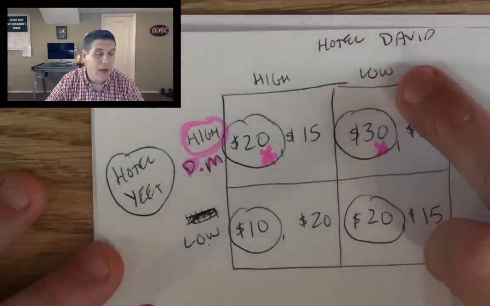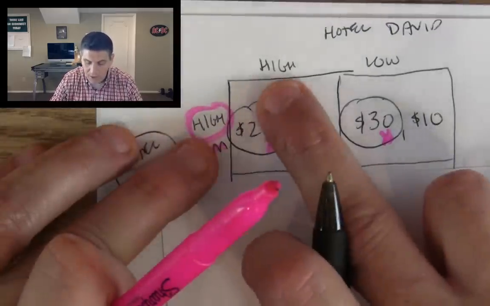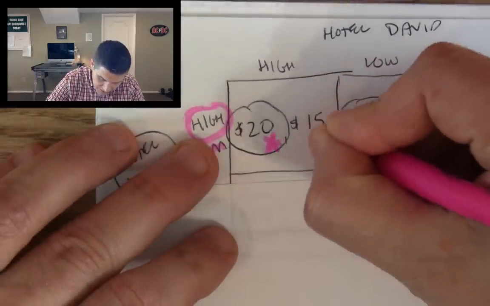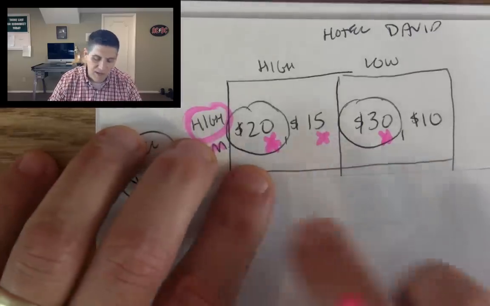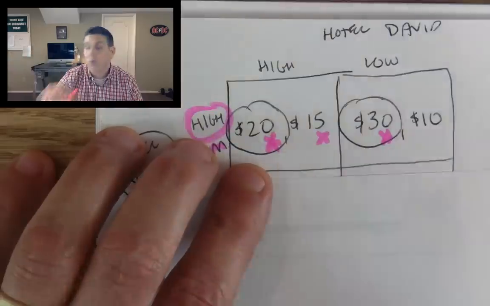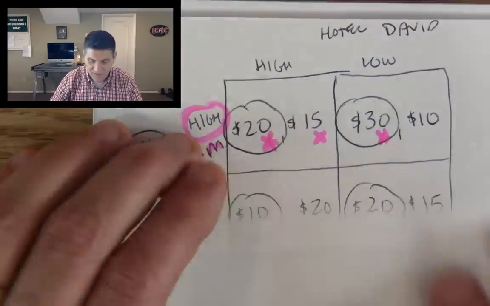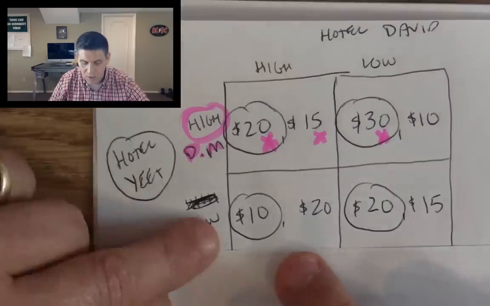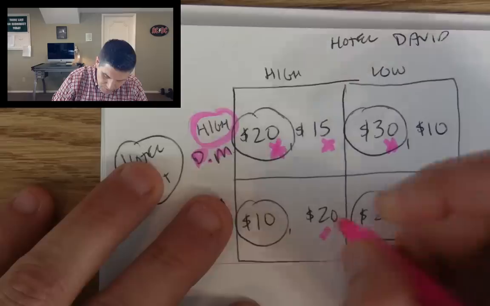All right. Now it's time for Hotel David to figure out what he's going to do. Well, if Hotel Yeet decides to go high, what's David going to do? Well, he can either go high and get $15 or go low and get 10. What's he going to choose? Well, he'd rather have $15 than 10. Notice every year someone's like, well, isn't it better if he does this and then the other one will have less? If you're a business, you don't necessarily care what your competitor's making. You care what you're making. Would you rather make 15 or 10? You'd rather make 15. Down here, if Yeet goes low, which one would Hotel David rather have? $20 or 15? Well, he'd rather have $20, which would be right here.